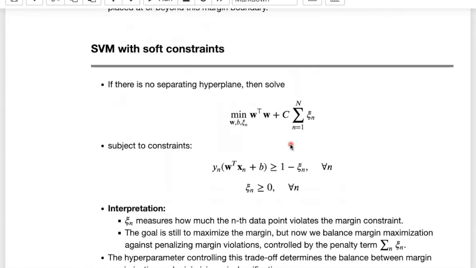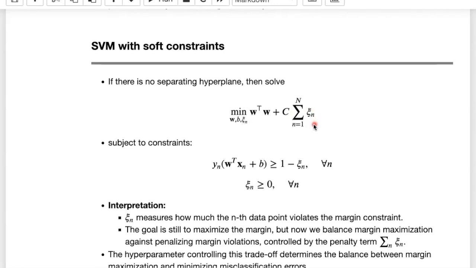The only thing we really do is that we had this minimization of the norm, w transpose w. Now we add a penalty term, where C is a hyperparameter, meaning that we have to set what C should be. This C is not something we learn; we have to predefine it. Then we have C times the sum of all the violations, where ξn here is our violation for data point n.